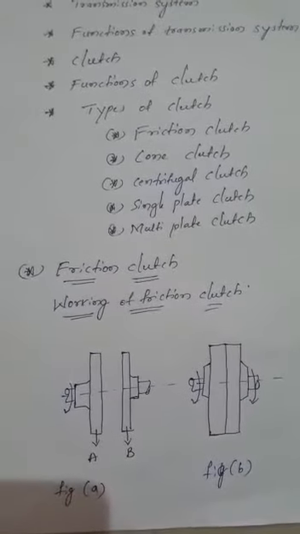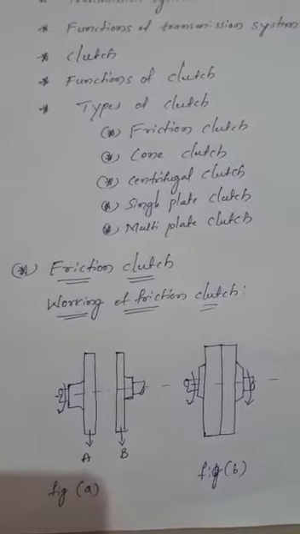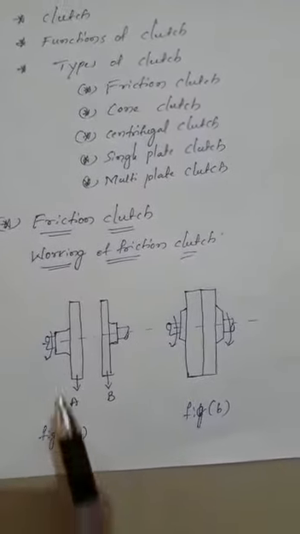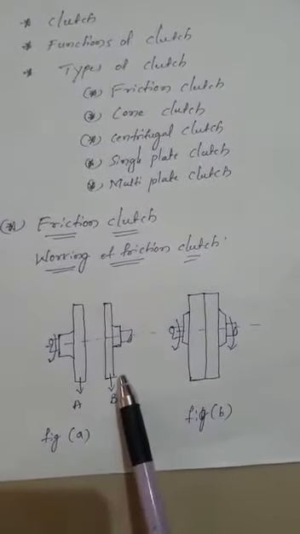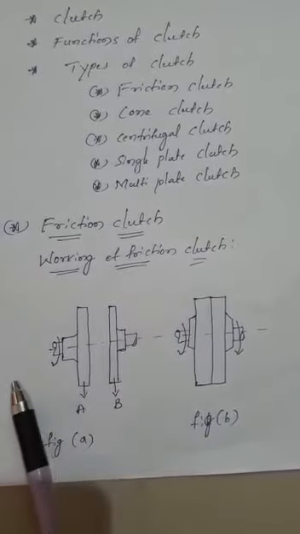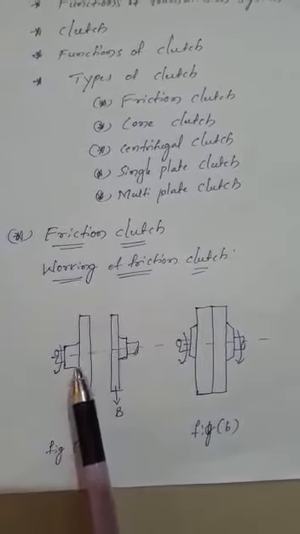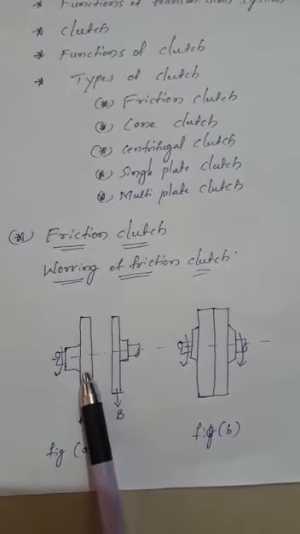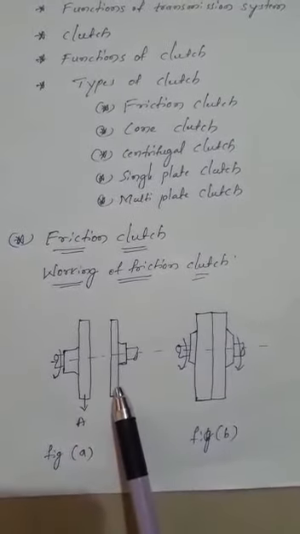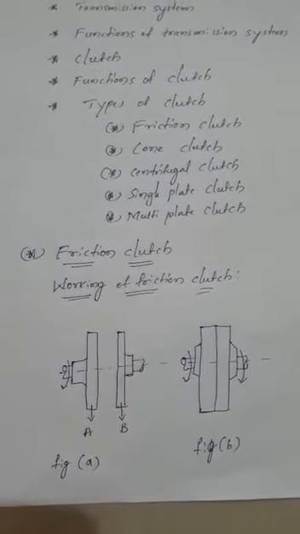if we want to understand the basic principle of the friction clutch, let us consider two sand disks, sand disk A and sand disk B. Sand disk A is connected to the engine through a shaft. So that means sand disk A is driven by the engine and sand disk B is connected to the rear wheel through the shaft.